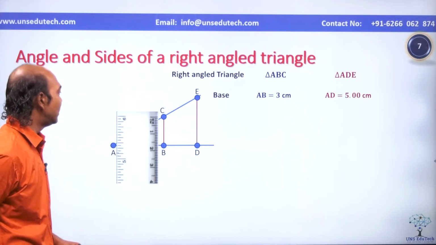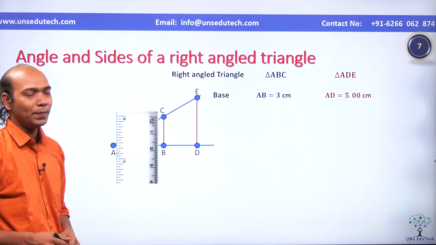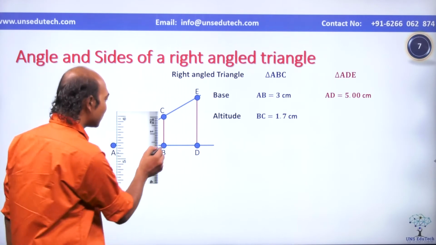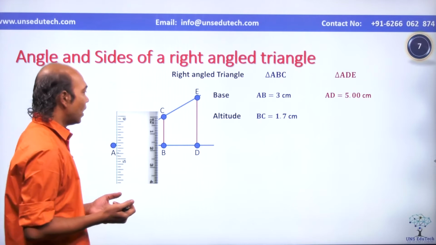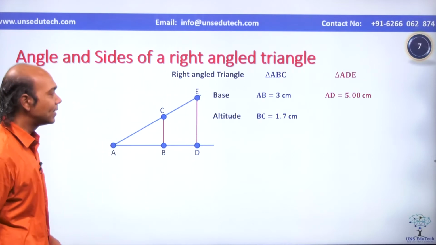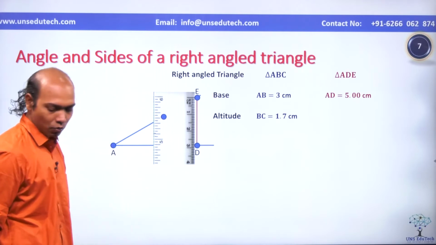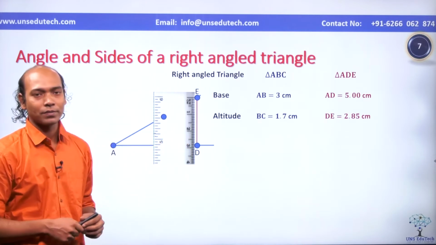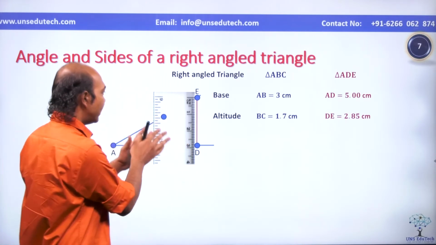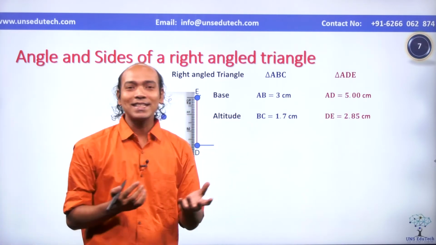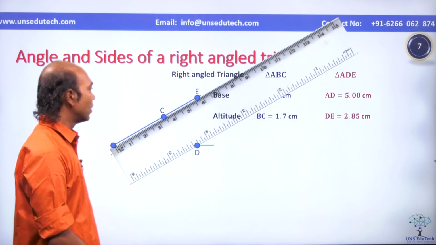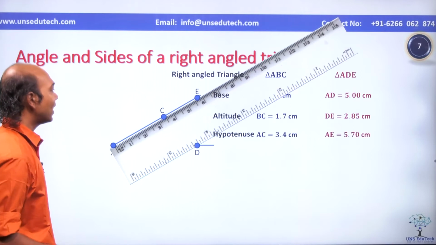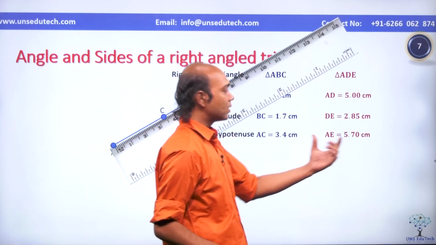Now, take another ruler and try to calculate the length BC. You can easily observe it is approximately equal to 1.7. Now, what about DE? We take another ruler, it is approximately equal to 2.85. Now, altitude is obtained, base is obtained. What is left is the hypotenuse. Whenever the hypotenuse is there, we have to calculate it again. In that case, it is 3.4, 5.70.